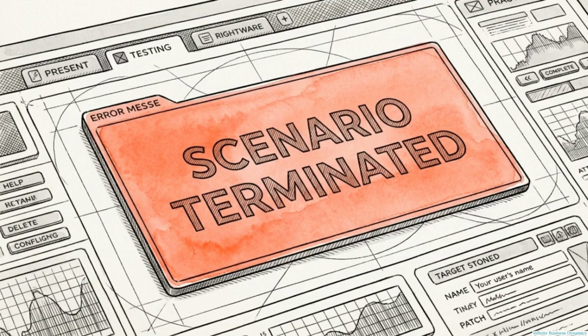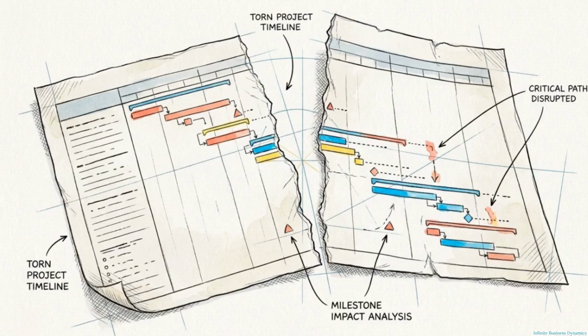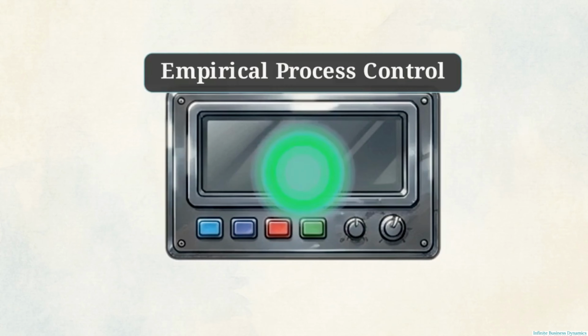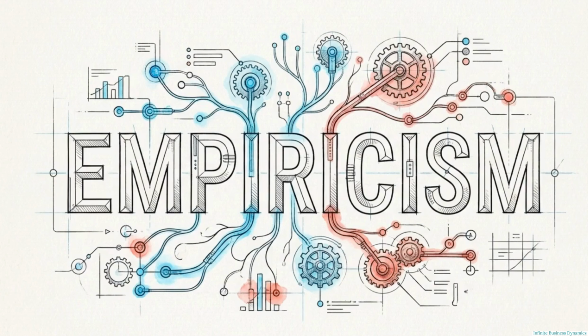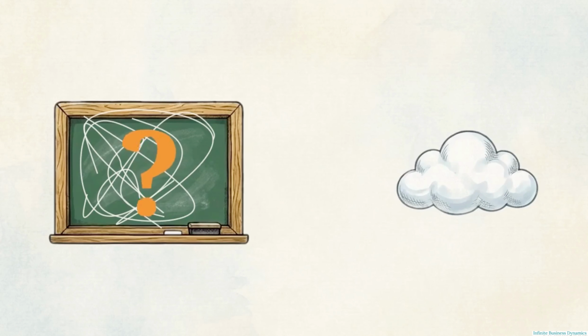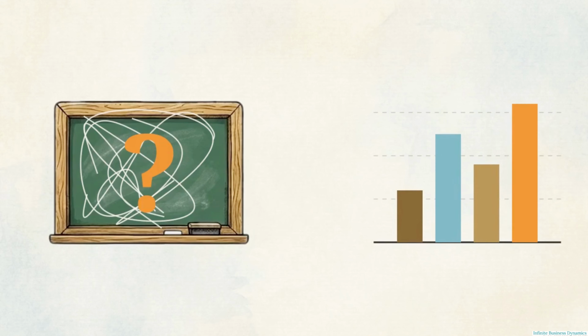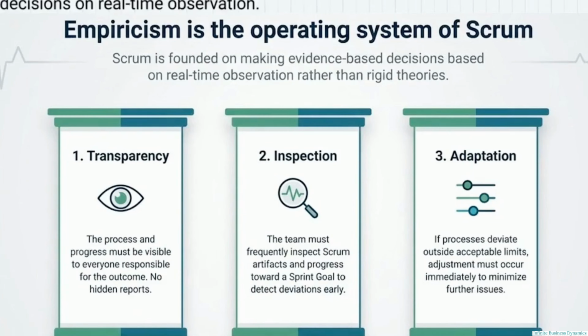When a team abandons rigid, upfront project planning, they lose their traditional predictive safety net. To maintain control over the product, they must deploy a different operating system. That operating system is empirical process control, or empiricism. Rather than making decisions based on unverified theories, the team makes evidence-based decisions driven by real-time observation. This diagram illustrates empiricism's three non-negotiable pillars.